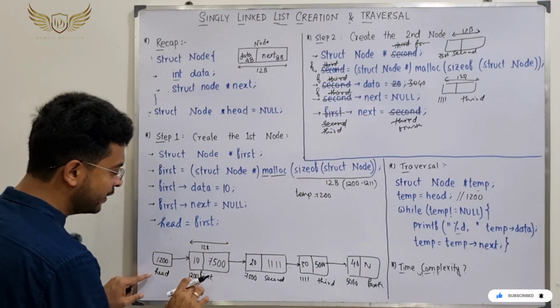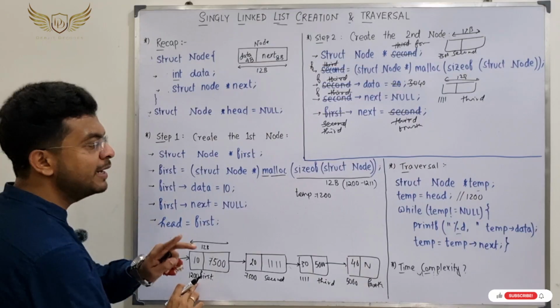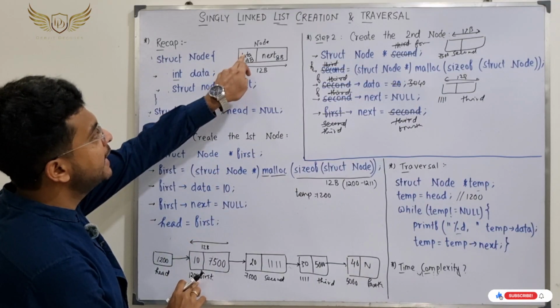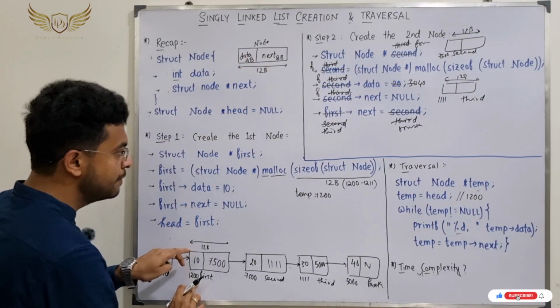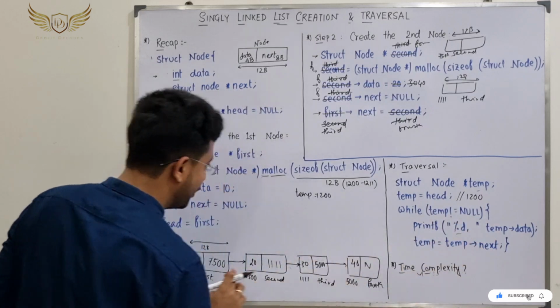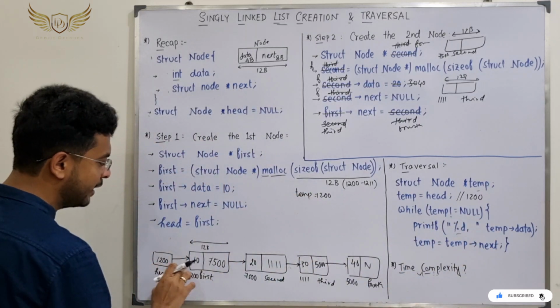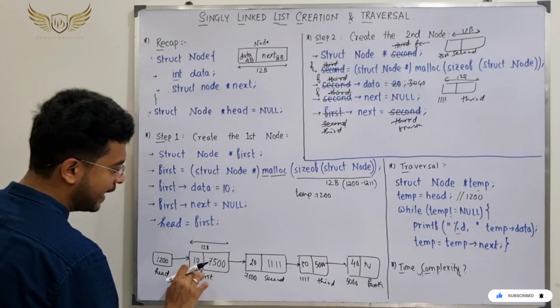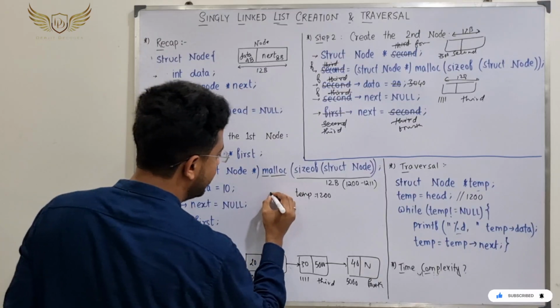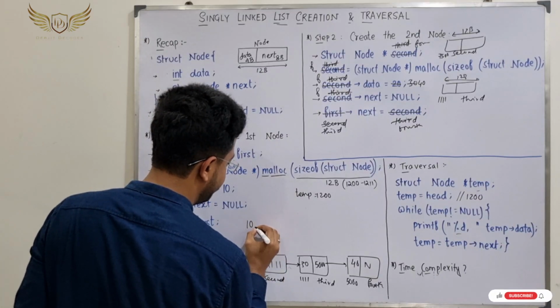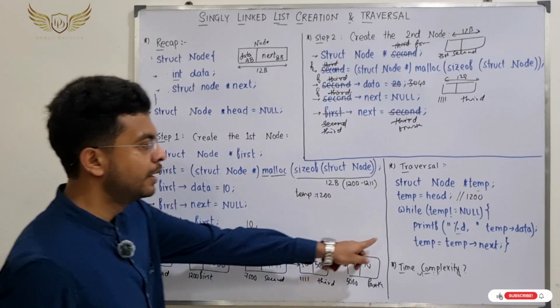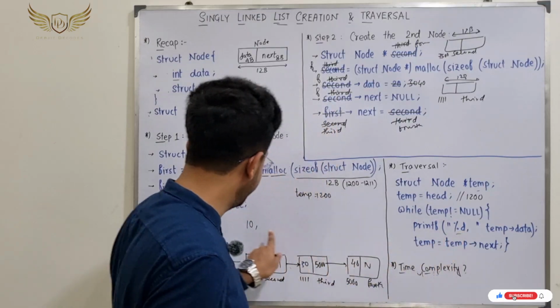So go to 1200 location. Because the 1200 location has two parts, one is the data part and another is the next part, so just give me the data. What is temp arrow data? What is 1200 arrow data? Go to the 1200 location and the data part is 10. So first, 10 will be printed. What is the output? This %d will print 10.